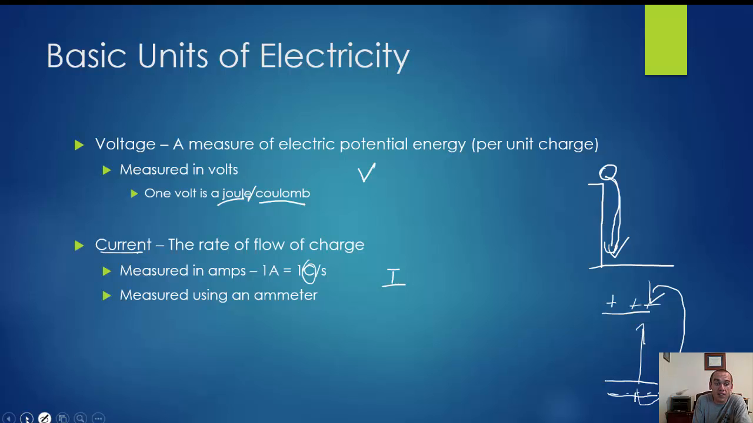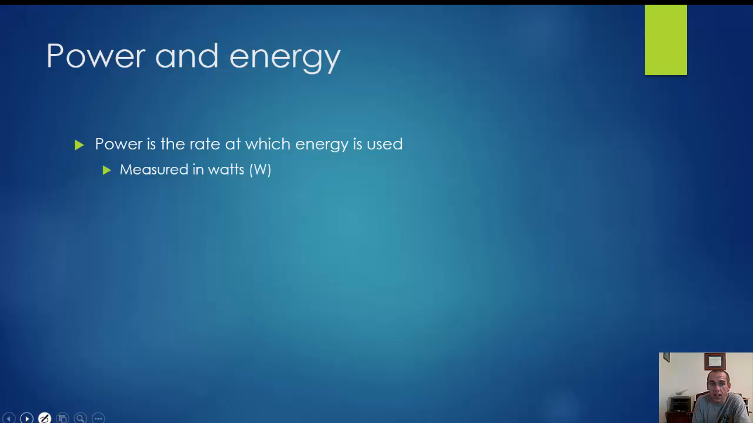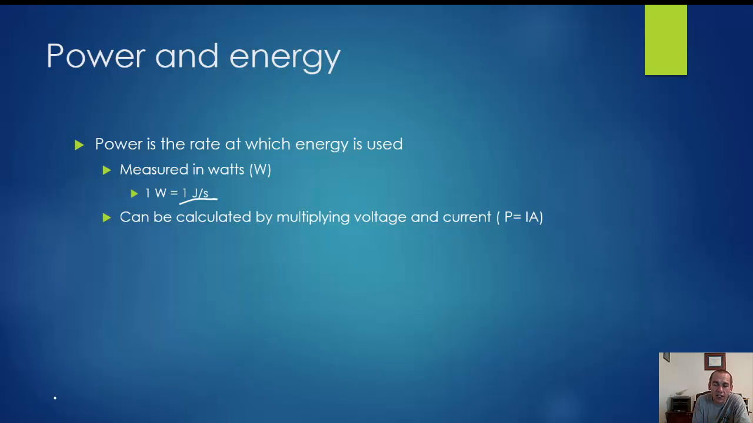Now, if we put these two things together, we actually get power. Power is not energy. Power is the rate at which energy is used. So a high power thing draws lots of energy and uses it quickly. And it's measured in watts. 1 watt is a joule per second. So that makes sense. Joule is energy per second. So rate at which energy is used is power. And it can be calculated for electricity by multiplying voltage and current.